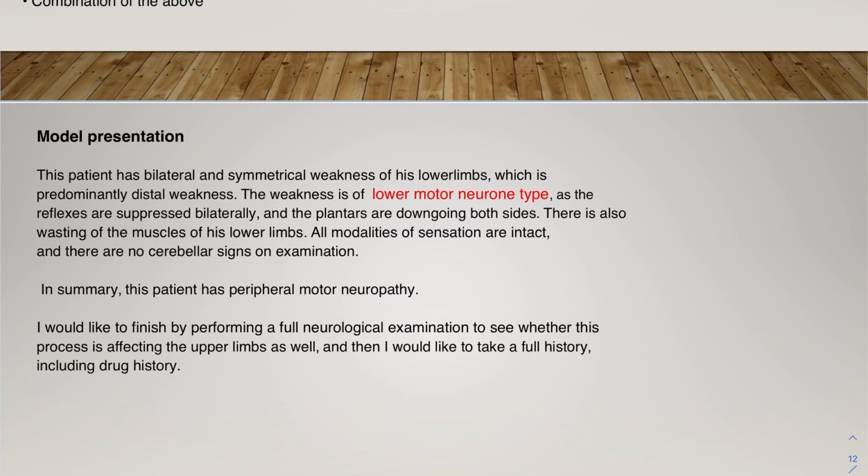Six minutes is a very short time. You may not have enough time to do the full neurological examination, but in your presentation you must mention what other examinations you would like to do.